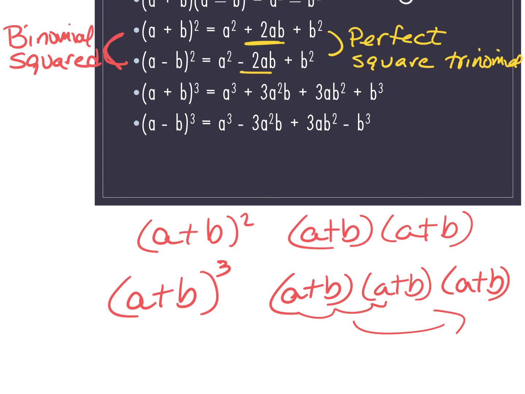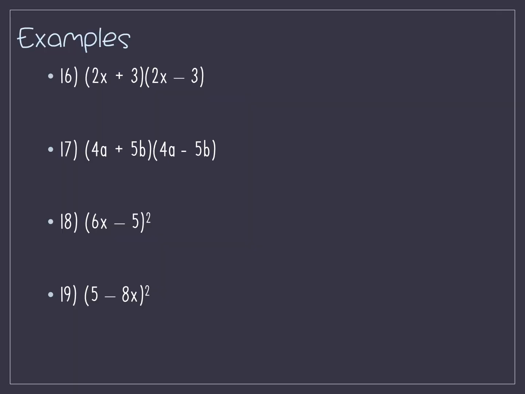Because the problem is, a lot of times when I used to teach this to Algebra 1, the students would get the patterns messed up. So you're better off just writing it down. If it's squared, write it twice and FOIL it. If it's cubed, write it 3 times and just multiply them. So let's try some examples.